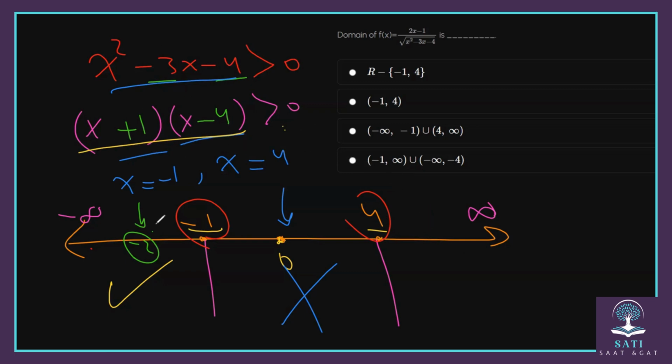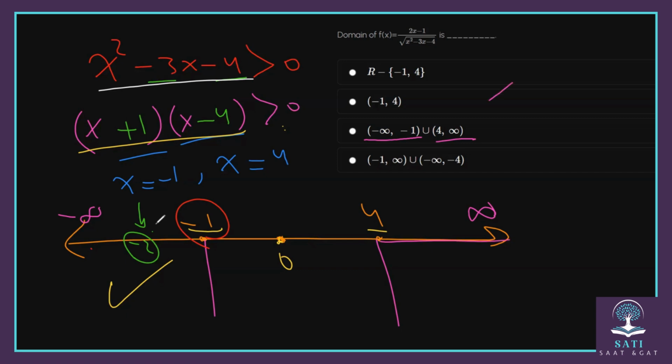So what is the domain here? It will be the interval from negative infinity to negative 1, and negative 1 is not included, because if you put negative 1 here, it will make the denominator 0, and the denominator cannot be 0. As you see here, from negative infinity to negative 1, with a parenthesis at negative 1, meaning it is not included in the domain, plus the interval from 4 to positive infinity.